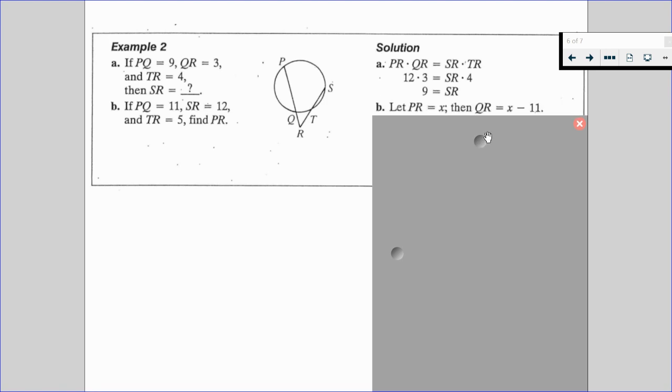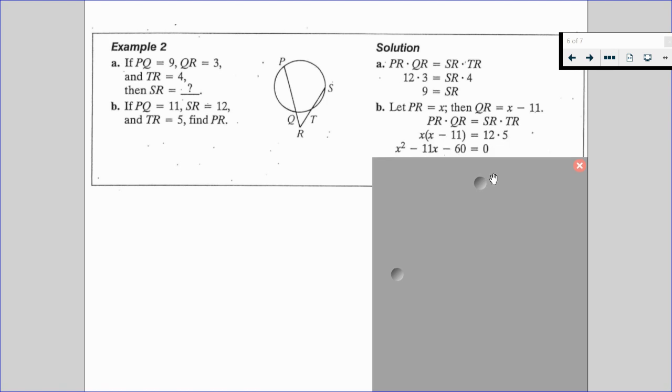So we can let PR be x, then QR is going to be equal to x minus 11. So PR times QR, again, is equal to SR times TR. We substitute in our values. We end up with x squared minus 11x minus 60 equal to 0 when we get everything to one side. And if possible, we want our a value to be positive because it's going to be easier for us to either factor or solve.